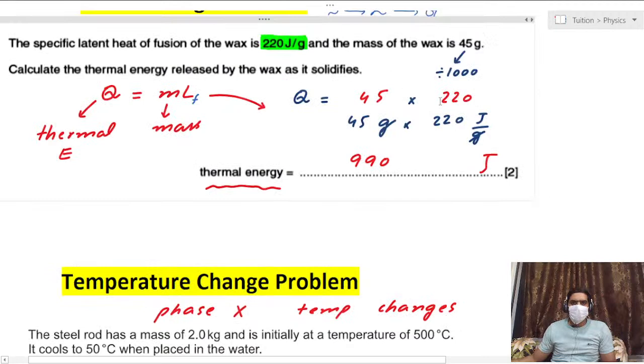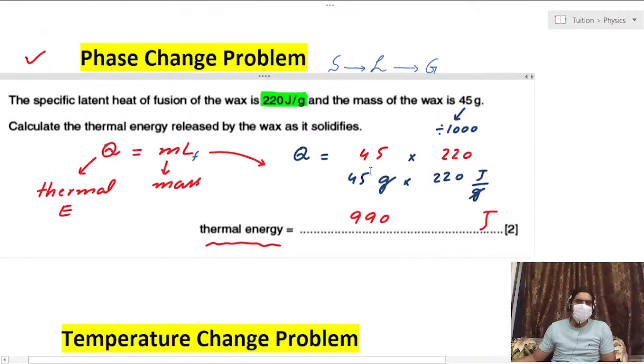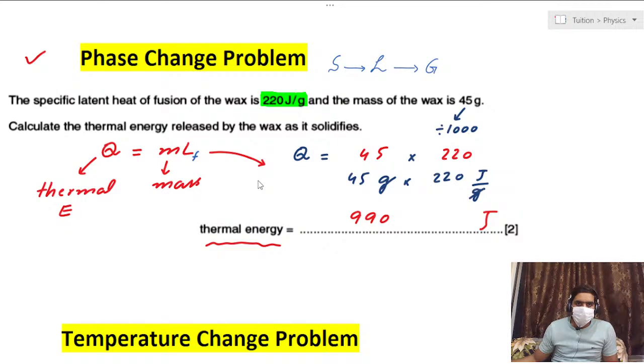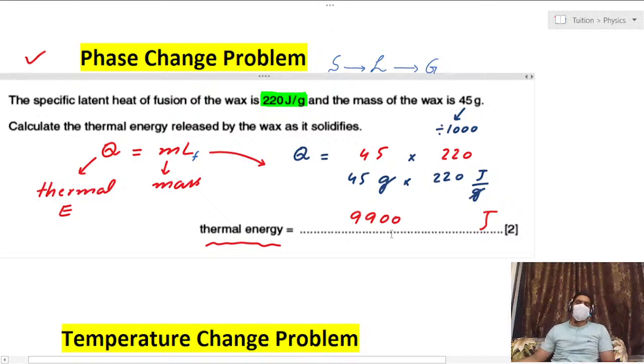Forty-five. Yeah, we did that. 45 times 2 is 220. We did that. Oh, sorry. 9900. Missed a zero over here. Now it should be the final answer.